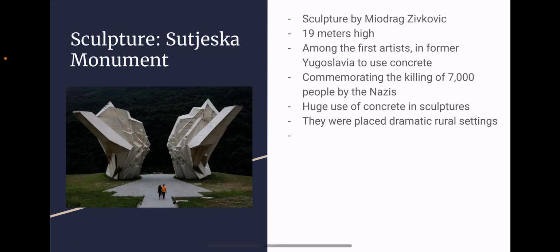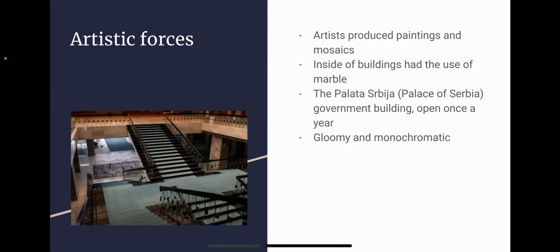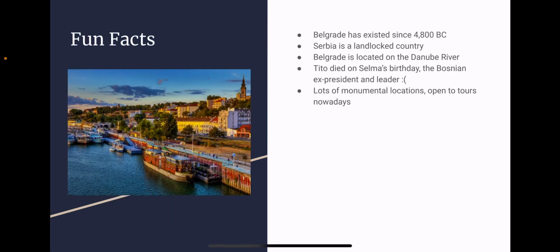This is a sculpture that we wanted to include. It's 19 meters high. They use concrete in the sculpture as well, and they were placed in rural settings. Some artistic forces that were going on during this time were the buildings, inside of the buildings were marble. The Palace of Serbia was the government building, and they used a lot of different gloomy and monochromatic colors.